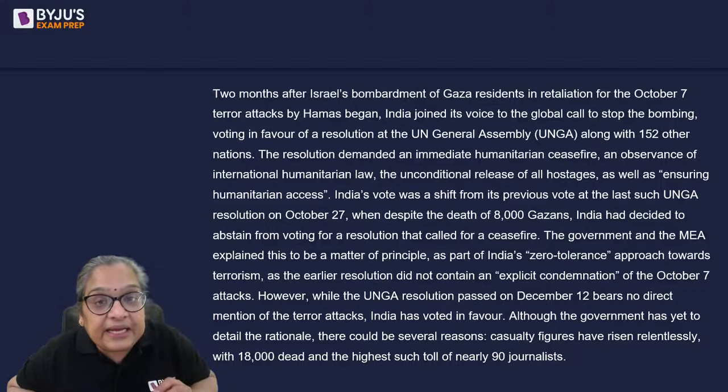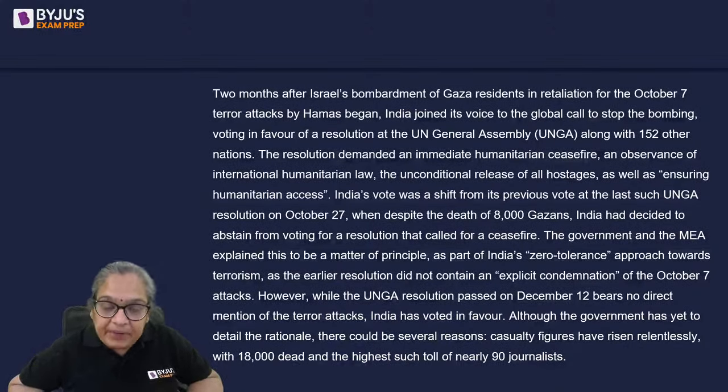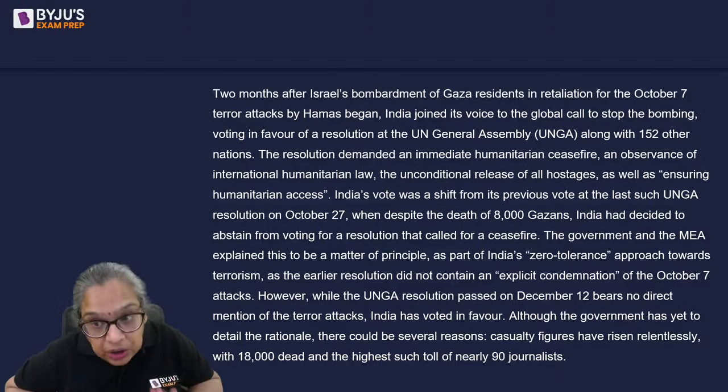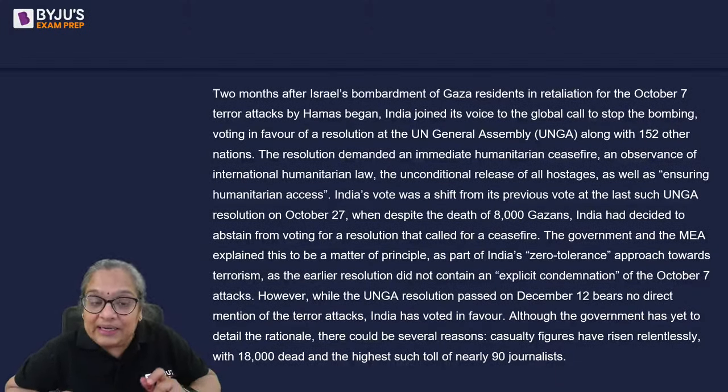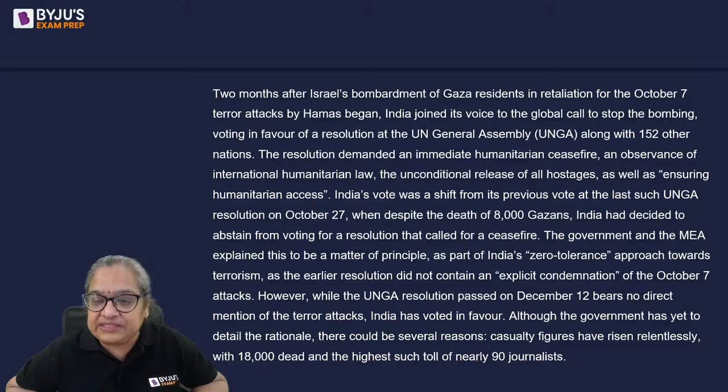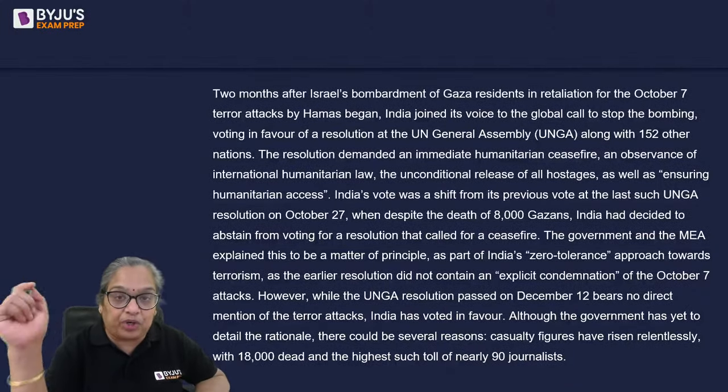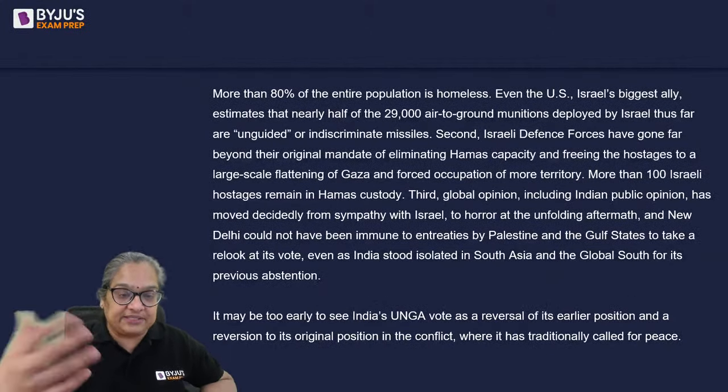The author says that India's vote shows a shift from its previous vote, and the government and the MEA have not really explained very well why they have changed. But the author says, let us look at what has happened. There is no mention of the terror attacks, although the government has yet to detail the rationale. There are several reasons, and he says that the casualty figures, the number of people who are dead or injured, have increased: 18,000 dead and nearly 90 journalists dead. Now, that's another important point. Keep that in mind. Let's look at the next slide.